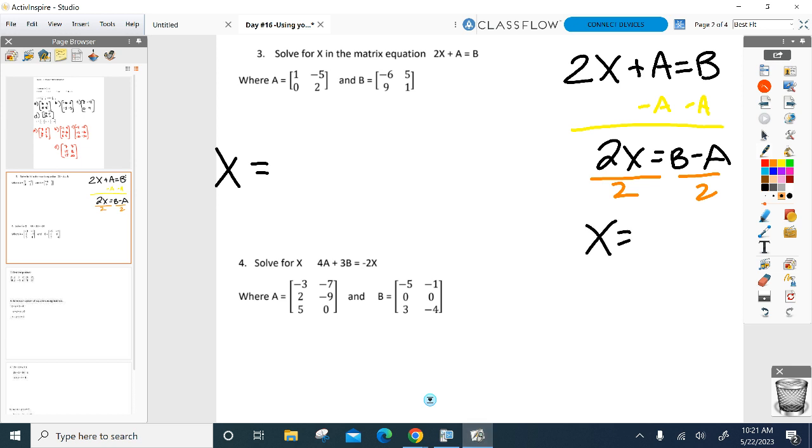Dividing by 2, I could just switch it and do what instead? Do B minus A times 1/2. All right, now I could do that in my calculator. So please remember that for the end of class too, you cannot divide anything with matrices. You can only multiply it.